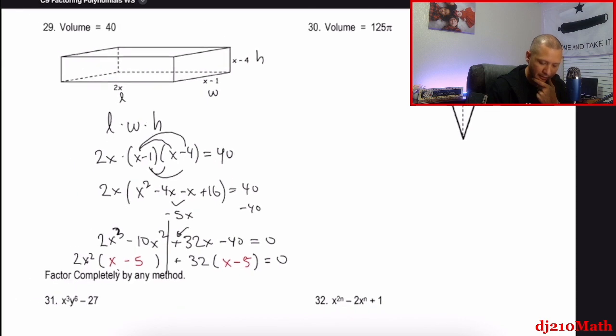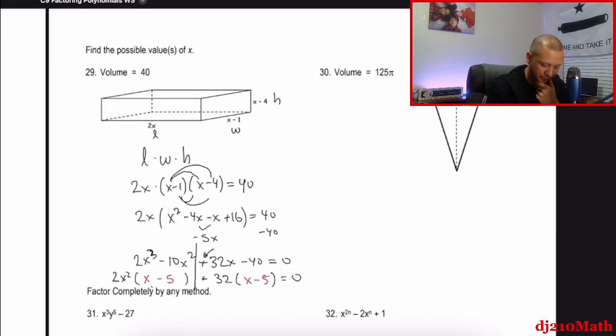2x, x minus 1, x plus 4. 2x, x minus 1, x plus 4. x times x is x squared. Negative 4x, negative x, positive. Oh, I see it. Daggum. It's positive 4. It's positive 4.